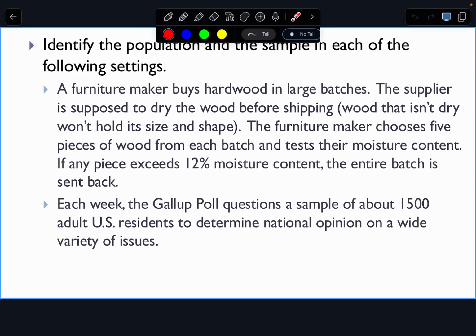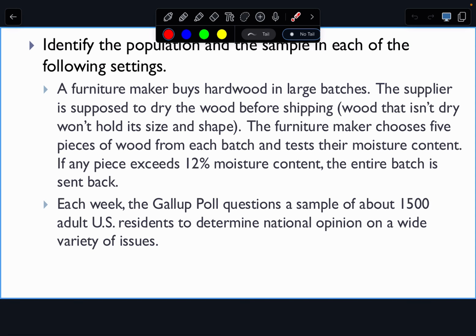So my population of interest would be all adult U.S. residents. The sample would be the 1,500. So sometimes they don't come out and tell you specifically what the pieces are. You have to use those context clues to kind of figure out what you need from them. But that's the first 3 or 4 problems of your homework.